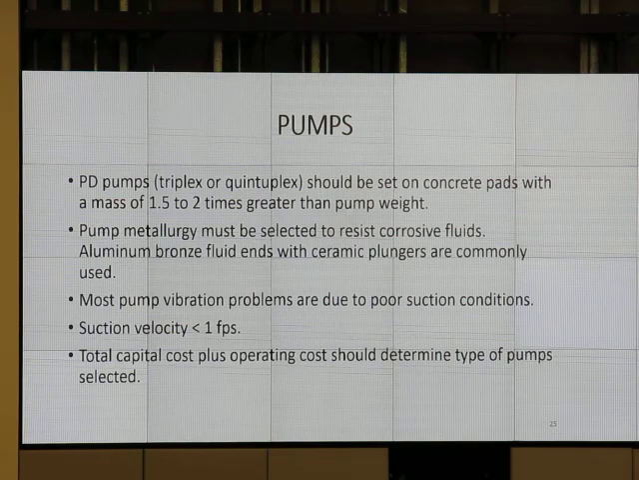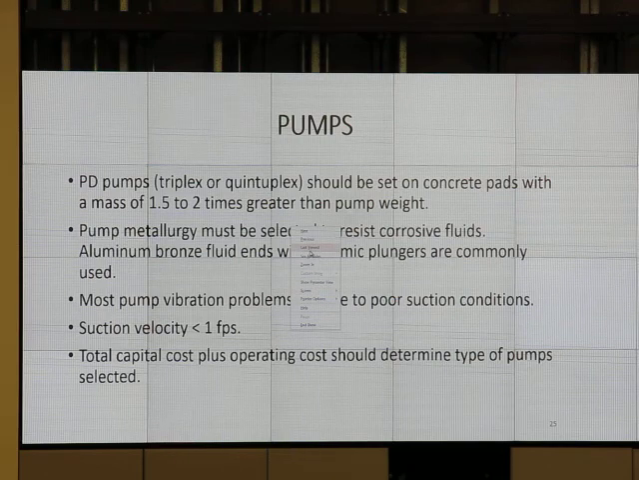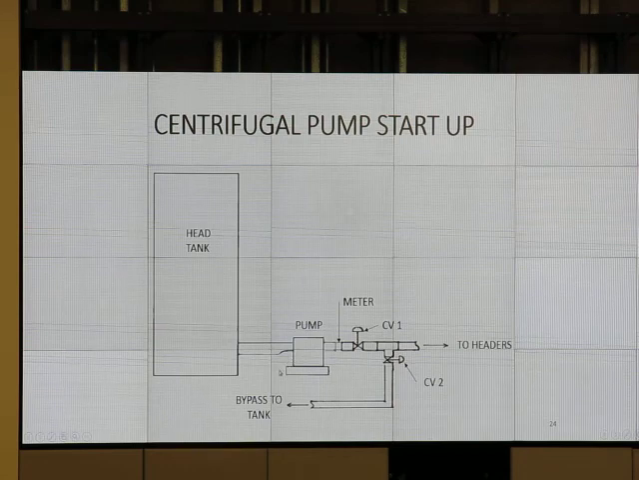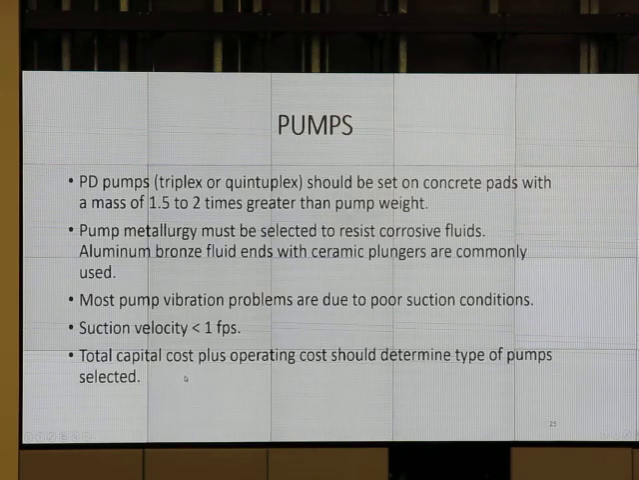And then back to our drawing, right there, what kind of reducer am I using to come into the pump with? Concentric or eccentric? Eccentric, so that I don't pull gas into the pump, keep a full column there. And then, when we select our pump, our total capital cost plus our operating cost determines the type of pump we'll select.